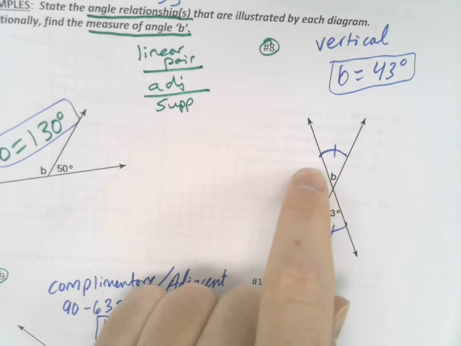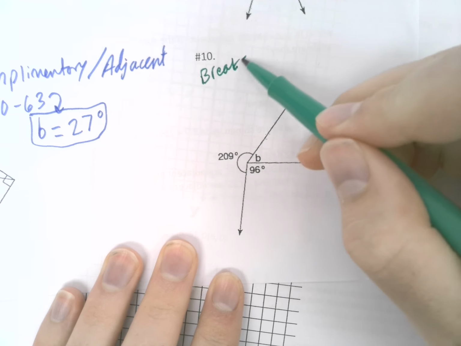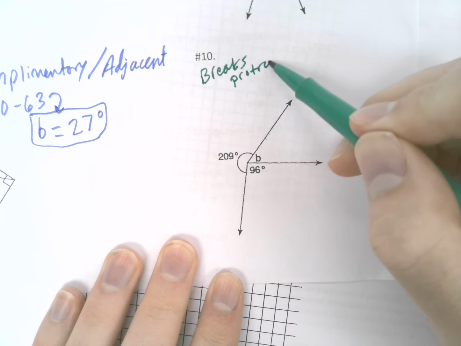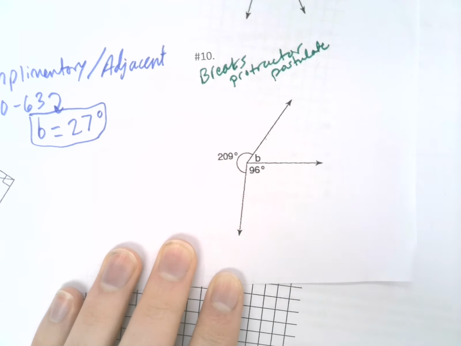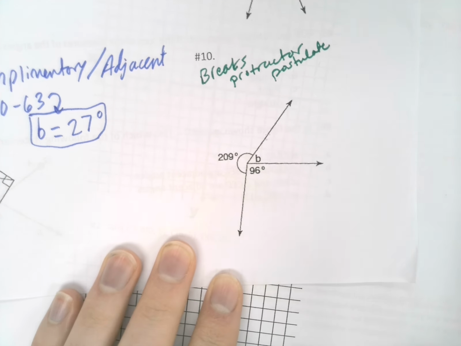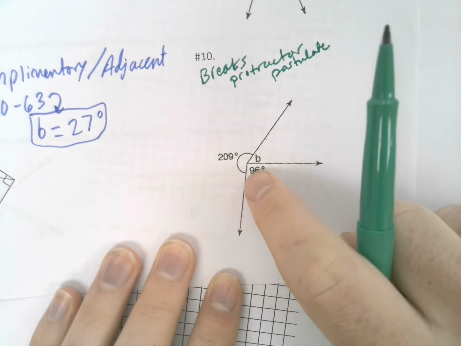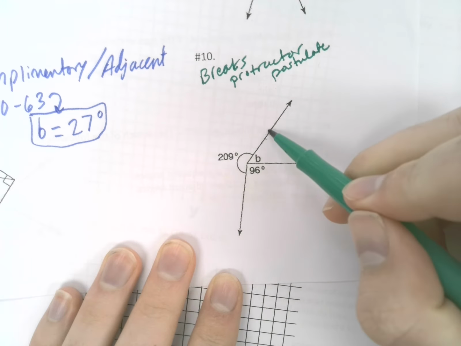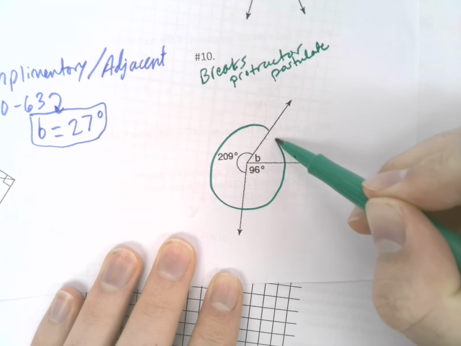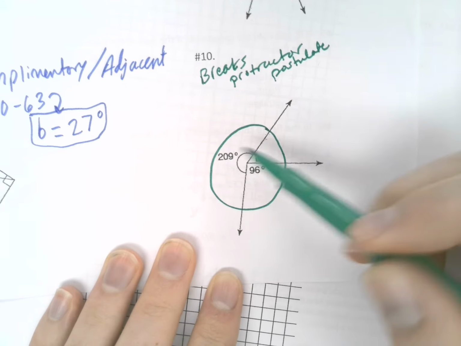And to conclude today, guys, I want you to take a look at this problem. This is going to be an interesting one. In fact, this one we see based off 209. This one breaks the protractor postulate. So we're going to have some angles bigger than 180, obviously. And in fact, what do you notice this is forming right here? That's right. This whole thing is going to be a circle.